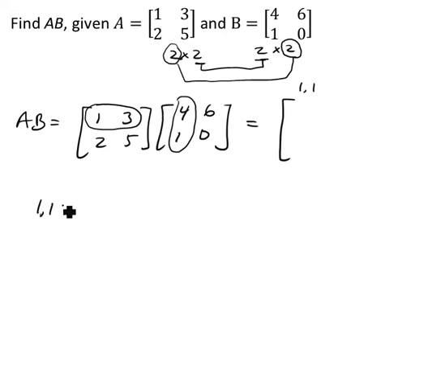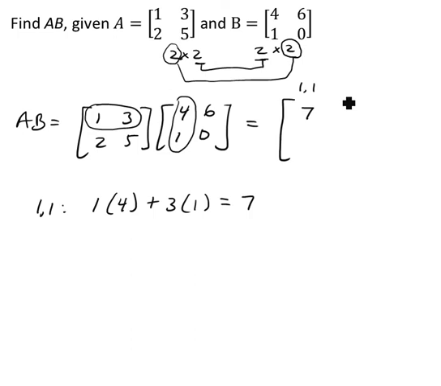So our 1, 1 entry here, I'm using the first row of A, so the first entry there is a 1. I'm going to multiply it by the first entry in the first column of B, which is a 4. So I'm going to do 1 times 4 plus 3 times 1. Now that's going to give us 7. So that's the number that goes in our 1, 1 entry.